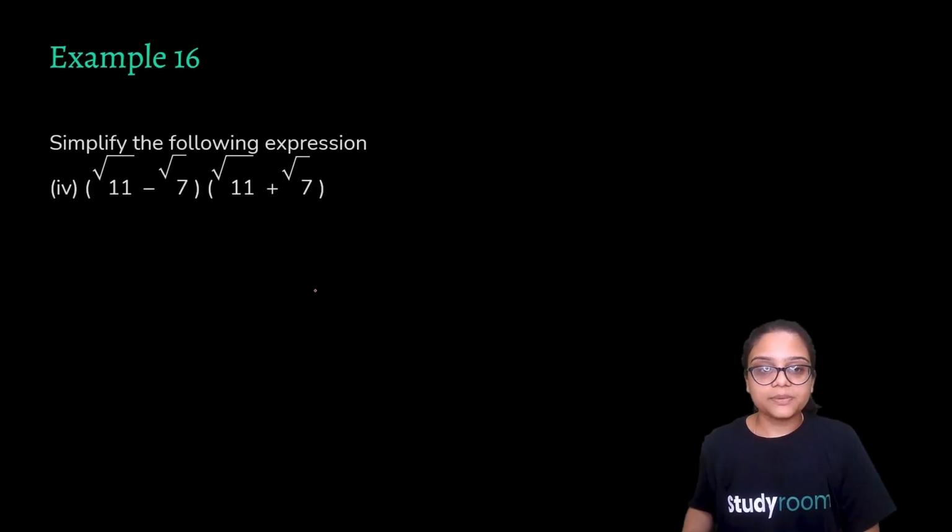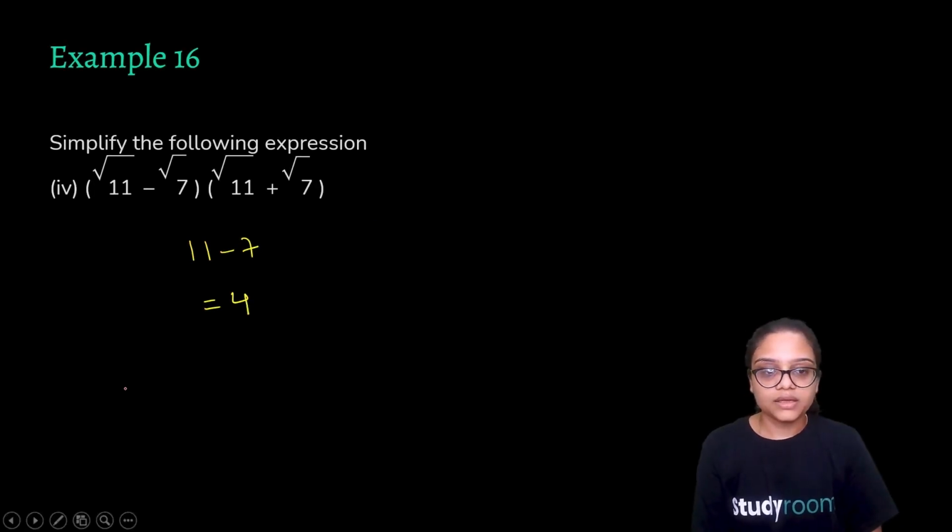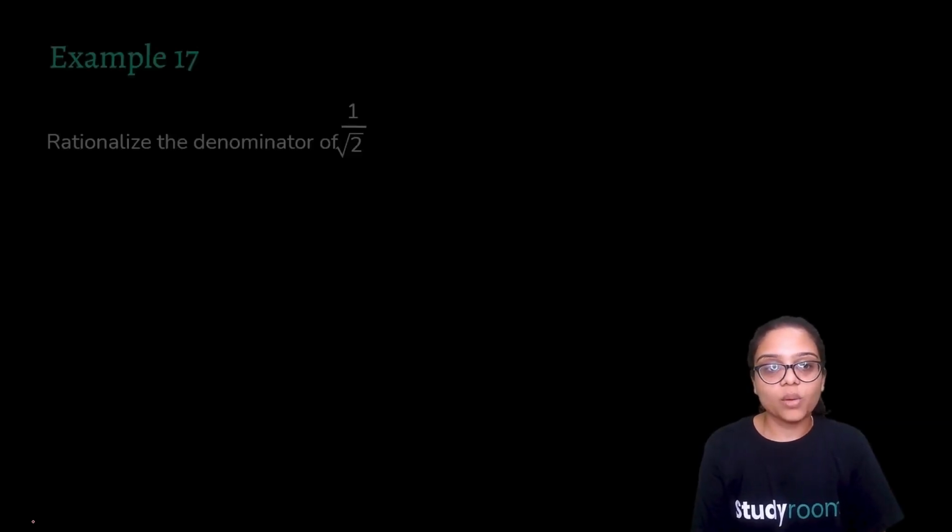Now again, (a plus b) into (a minus b) is equal to a square minus b square, and simply 4. Okay, a simple question, just a formula based question.